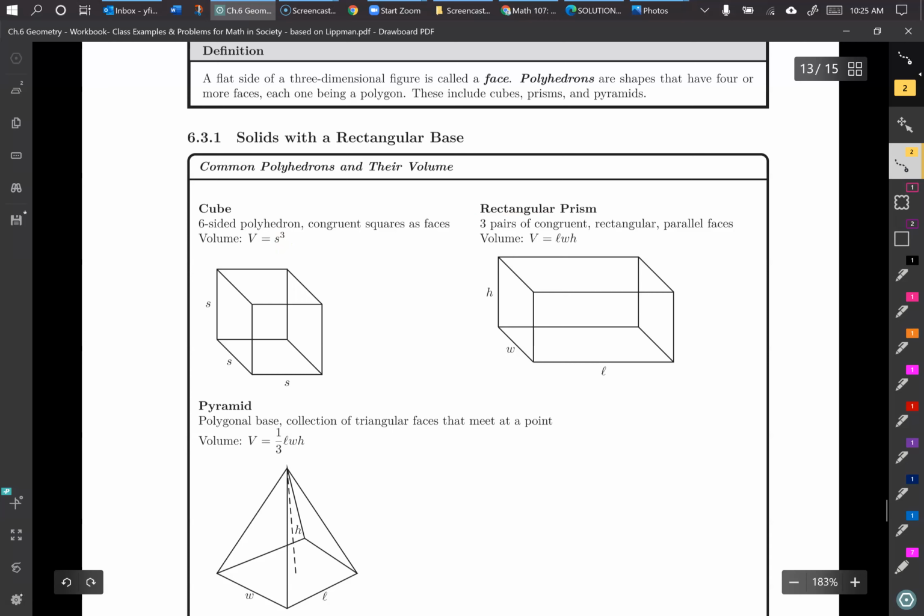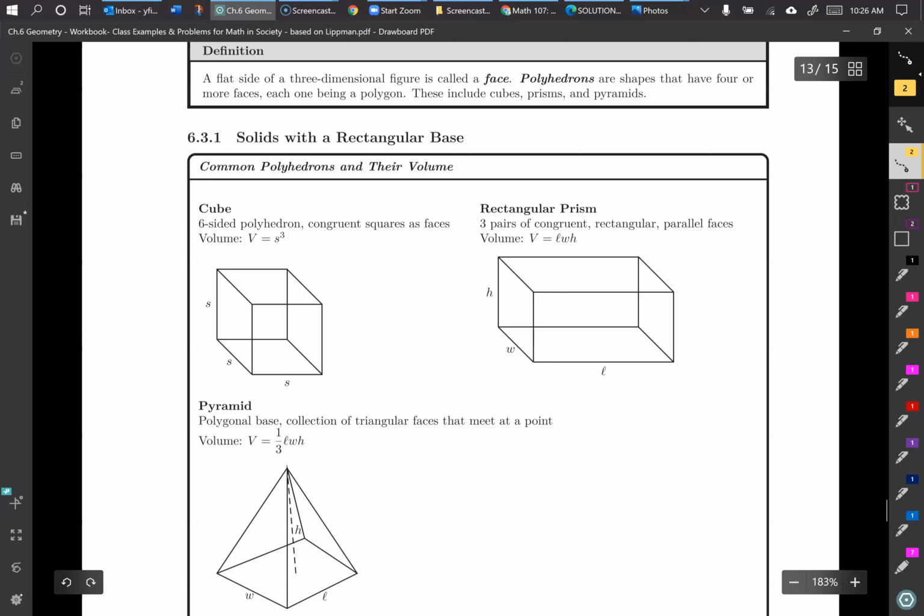Rectangular prism, we have 3 pairs of congruent rectangular parallel faces. So you can kind of see this face is congruent to this one over here that I'm marking up. Then we have the bottom and the top, and then we have these sides. Okay, so that's our 3 pairs, and it's called a rectangular prism, or like a box shape, typical that you would see. And volume is length times width times height.